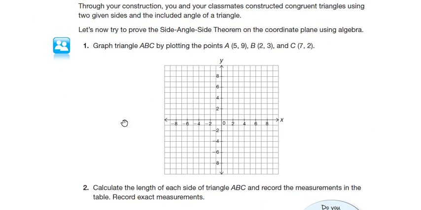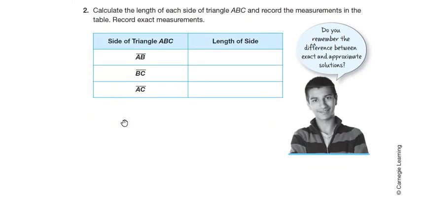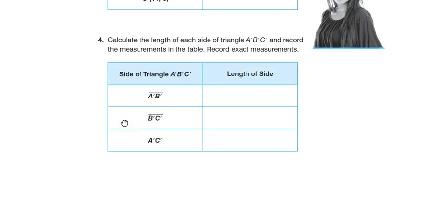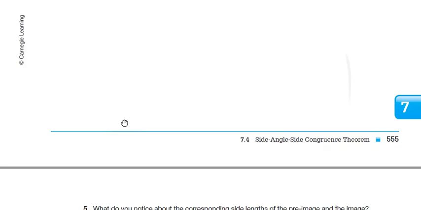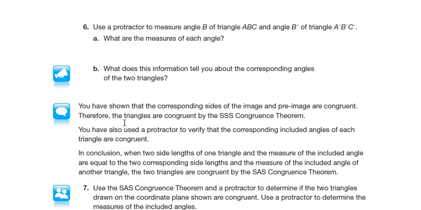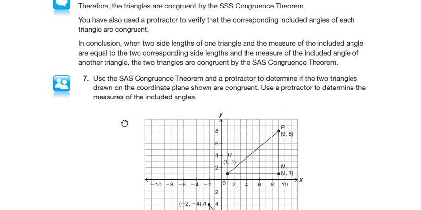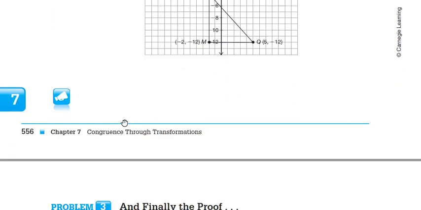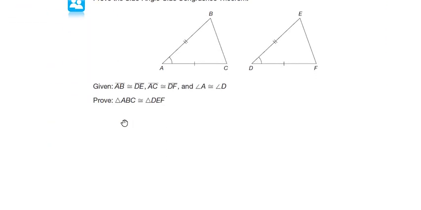So you're going to plot your point. You've got side, angle, side. You're going to measure your lengths. You're going to do your reflections and your translations. You're going to measure the sides again, and you're going to draw this conclusion that as long as you know the two sides and the included angle, you're going to end up being congruent, and now you have to prove it. So how would you go about proving this?